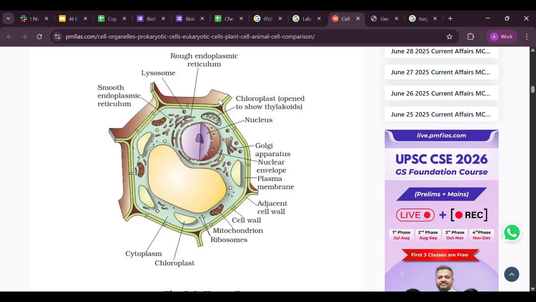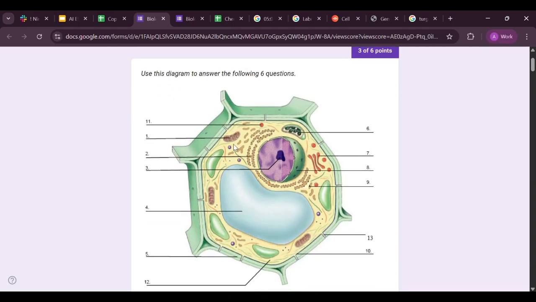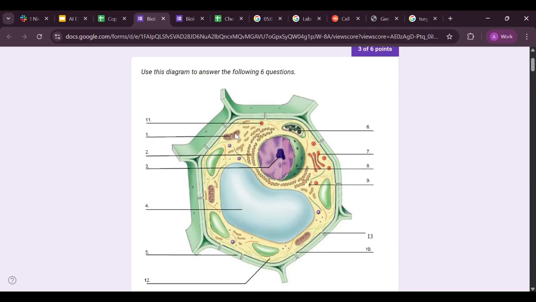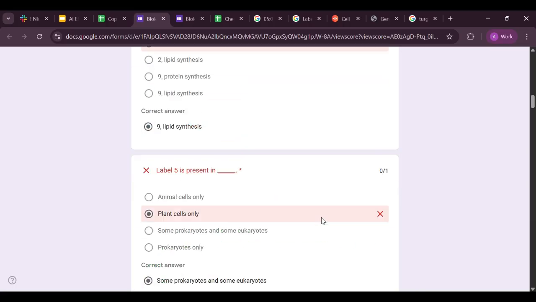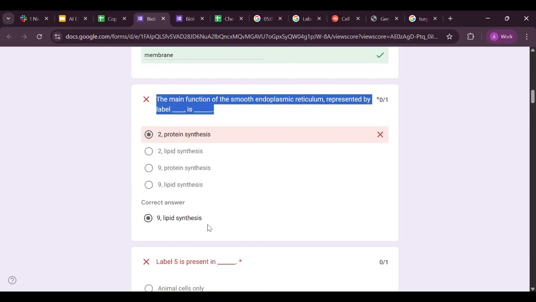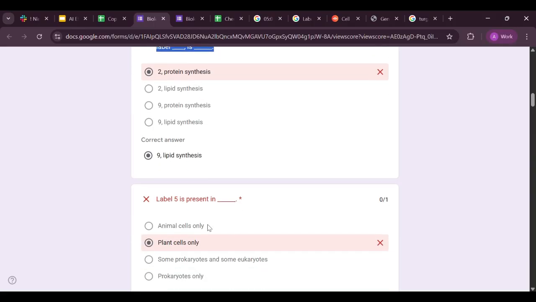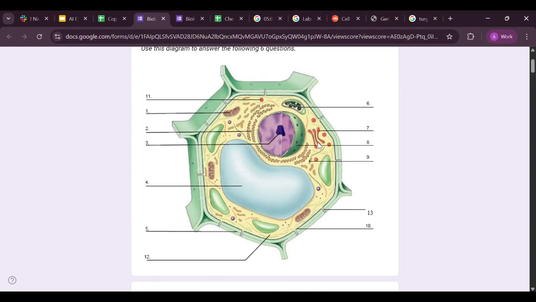So let's come to the image in our question. Okay, it is a small bean-like structure, but it is not that clear. Okay, here it is a small bean-like structure, which is 9. So Google is able to answer this correctly, that it is 9 and lipid synthesis. So moving forward, the label 5 is present in. What is label 5 over here? Let's check where it is. Okay, it is label 5.